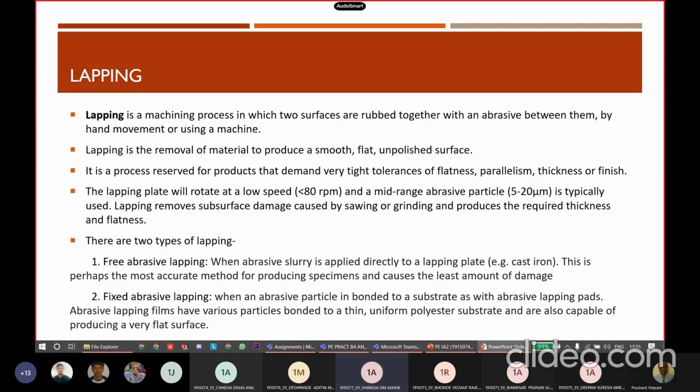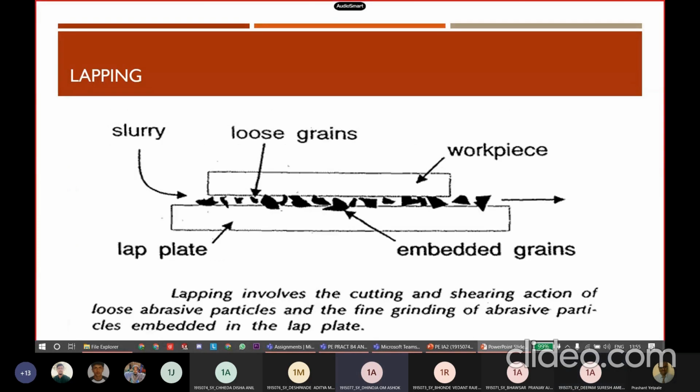There are two types of lapping: free abrasive lapping and fixed abrasive lapping. In free abrasive lapping, the slurry is applied directly to the lapping plate, whereas in fixed abrasive lapping, the particles are bonded to the substrate with abrasive lapping pads. Now, how to choose the best type will be explained by Deepam.